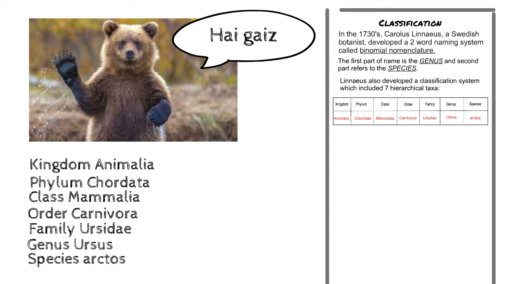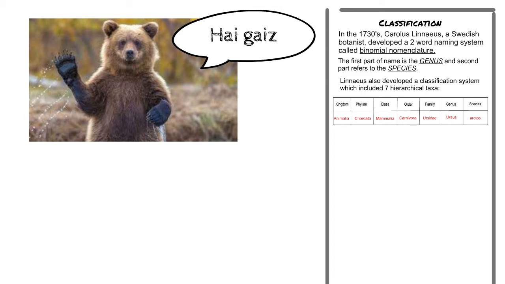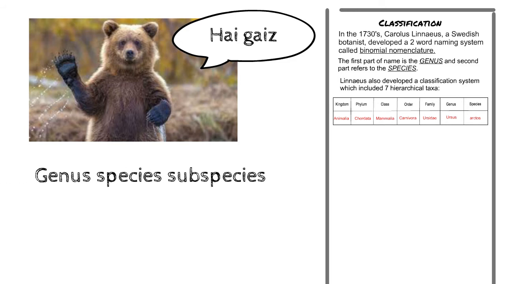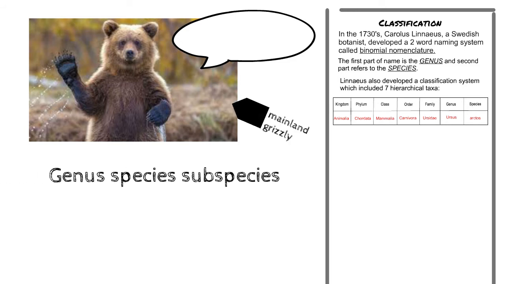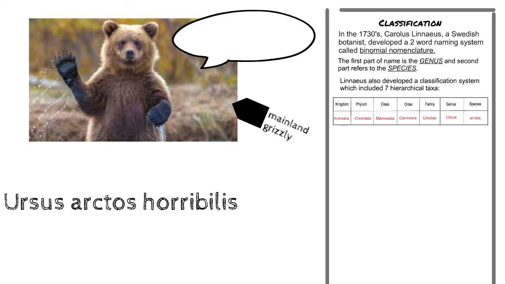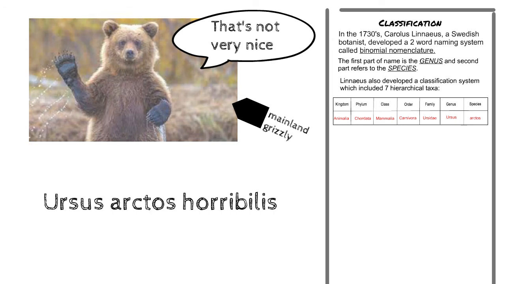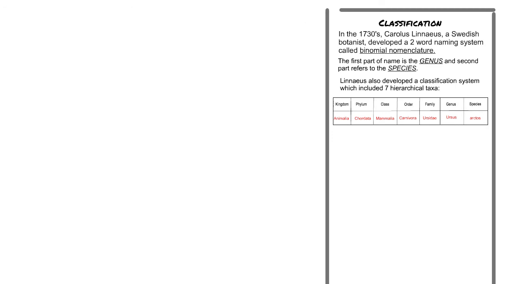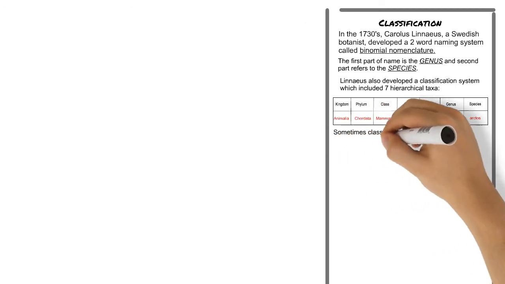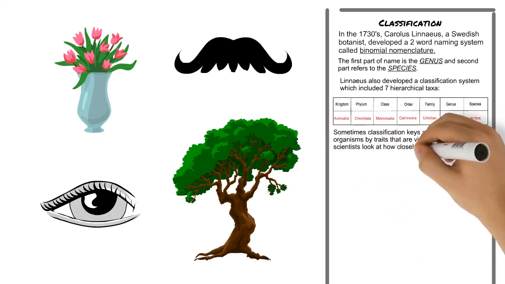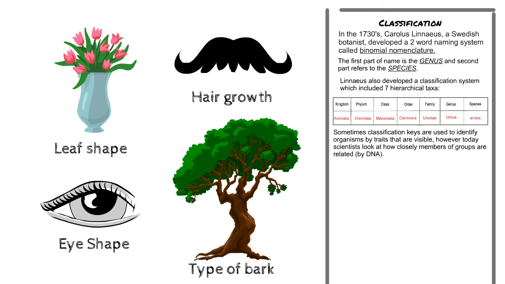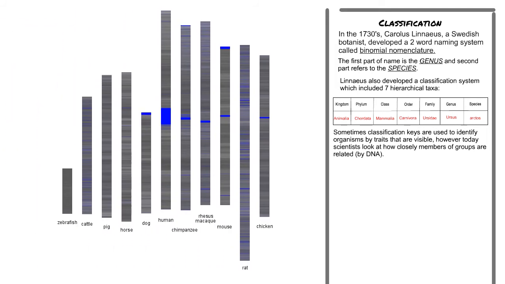Sometimes an organism will be called by 3 names, the third being its subspecies. For instance, a mainland grizzly would be Ursus arctos horribilis. Sometimes classification keys are used to identify organisms by traits that are visible. However, today scientists look at how closely members of groups are related by their DNA.